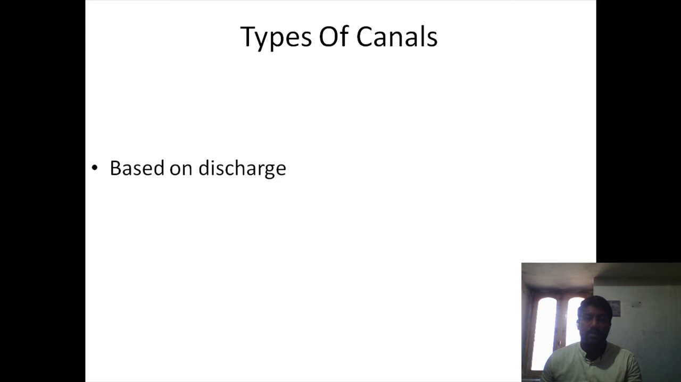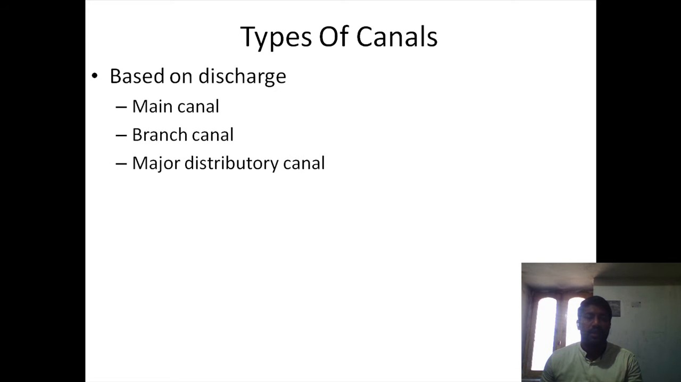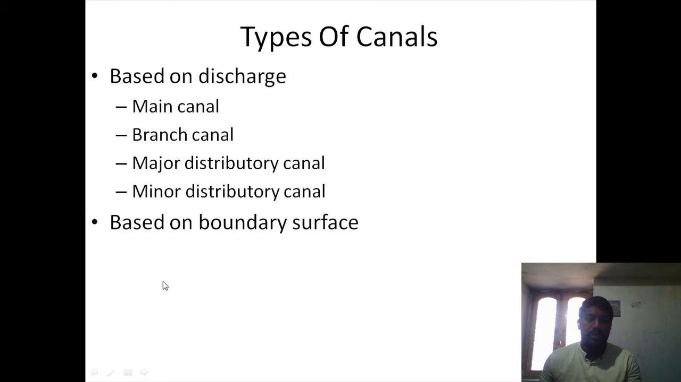How many types of canals are there? Based upon the discharge, we have main canal, branch canal, major distributary canal, and minor distributary canal. In WRE 1, we had seen the canals lightly: based upon the discharge from the rivers, the canals are divided into 4 types: main canal, branch canal, major distributary canal, and minor distributary canal.